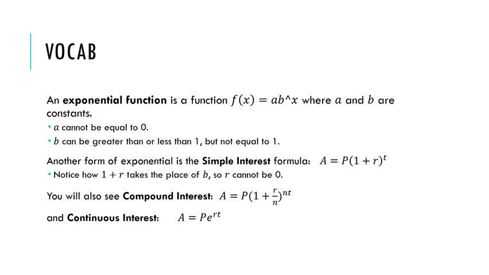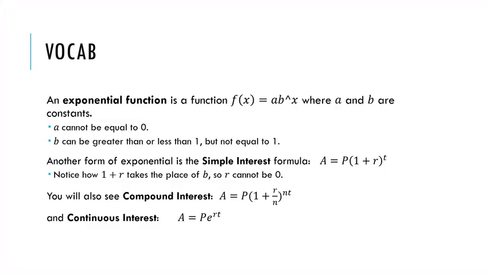Another form of exponential is simple interest. A equals p times (1 plus r) raised to the t. That 1 is like 100%, plus the rate, raised to the time. Notice that 1 plus r takes the place of b. So r cannot equal 0.